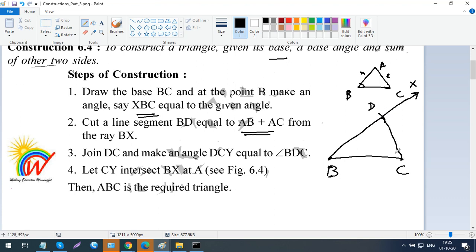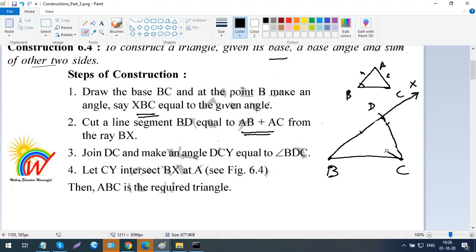Now from here you should make an angle. This makes an angle DCY. You have the angle BDC over here, and you are supposed to copy the same angle as DCY. Understood? So how do you do that? I'm going to tell you how to copy an angle. Let us learn how to copy an angle.